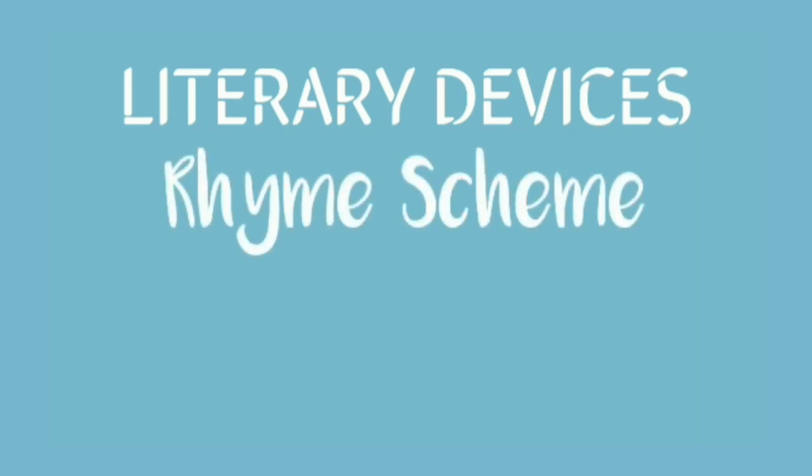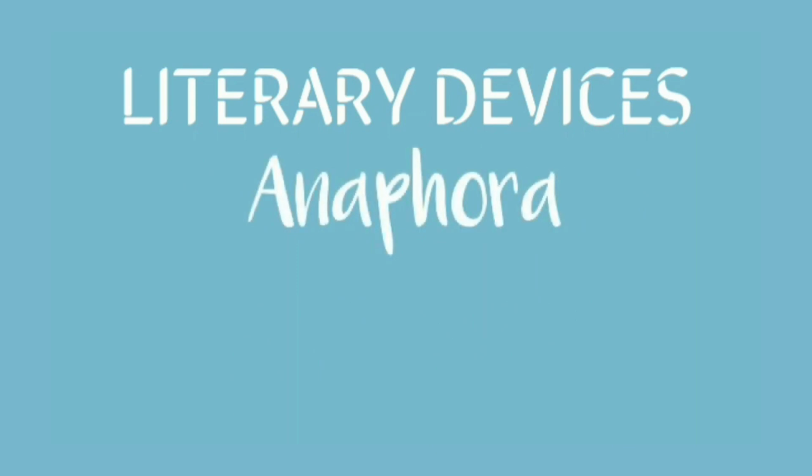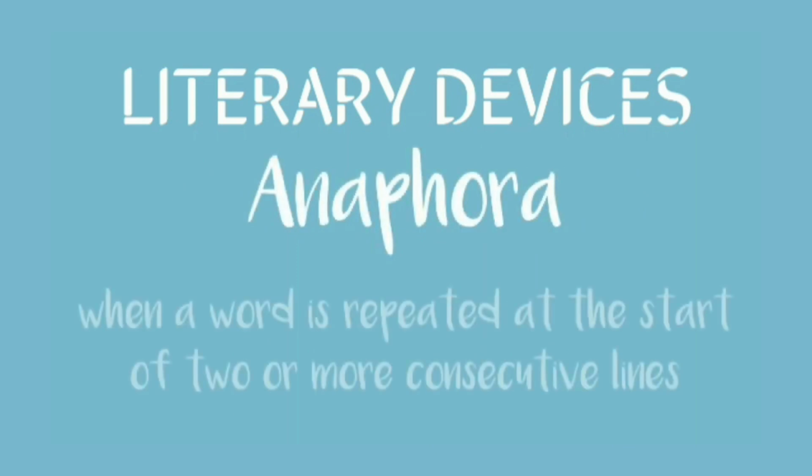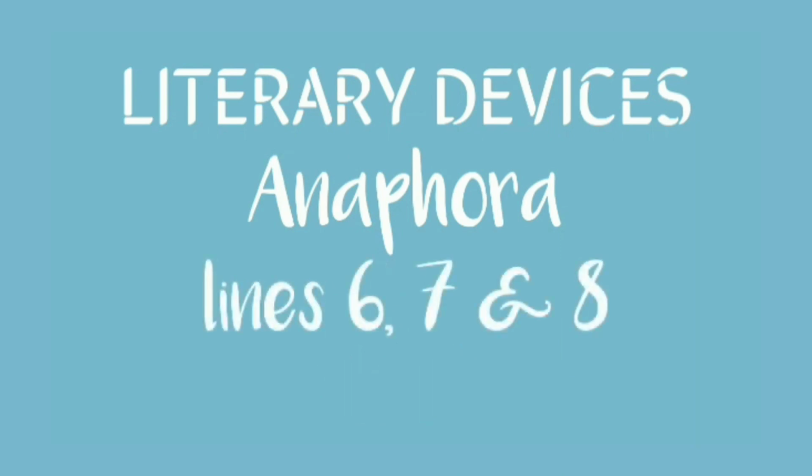Now let me throw light on the literary devices used in the poem. Beginning with the rhyme scheme. The entire poem is written in free verse. It means there is no rhyme scheme followed in the poem. Then comes anaphora. Anaphora is when a word is repeated at the start of two or more consecutive lines. In this poem, you'll see lines 2, 3, and 4 begin with the word don't. And similarly, lines 6, 7, and 8 begin with the word you. So here the poet has used anaphora.